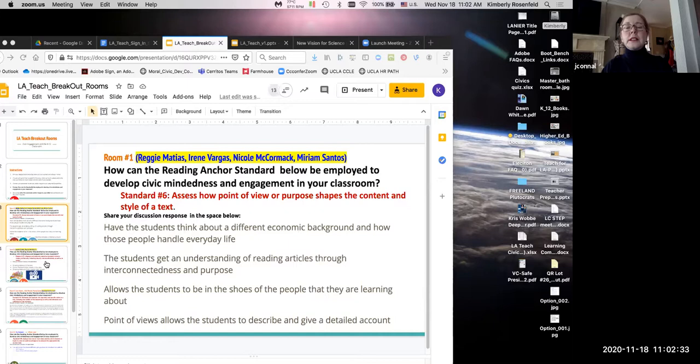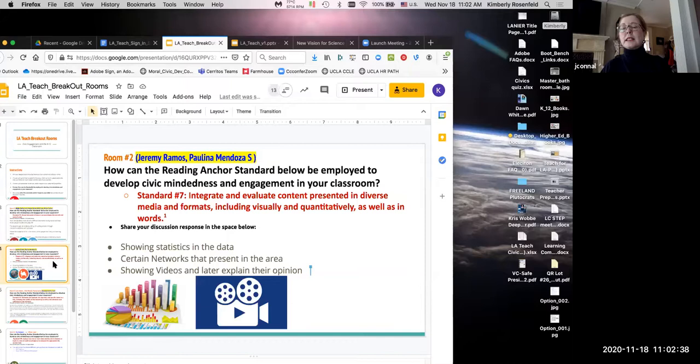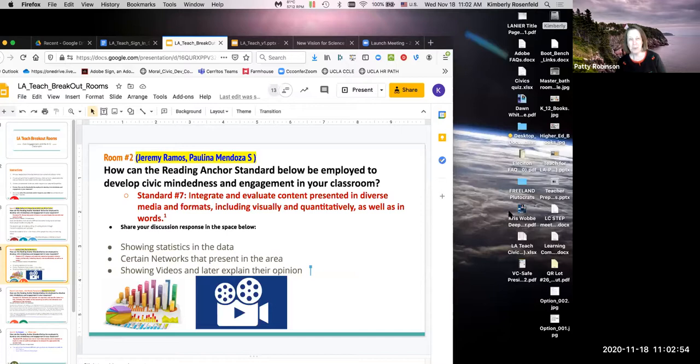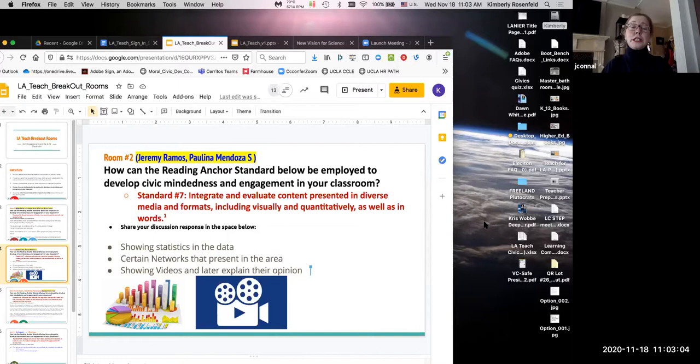So here we've got Jeremy and Paulina. I love the graphics. You can unmute yourself. Maybe that's the hurdle. Jan, I was also in that room. If Paulina and Jeremy don't feel comfortable speaking, do either of you guys want to talk? You got some good stuff there. Yes, they came up with some great ideas.